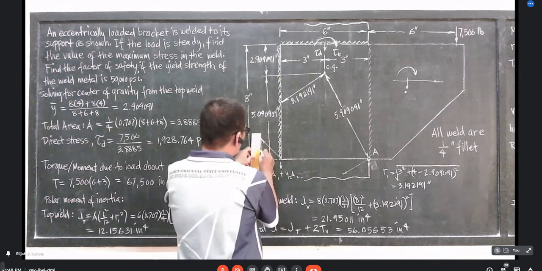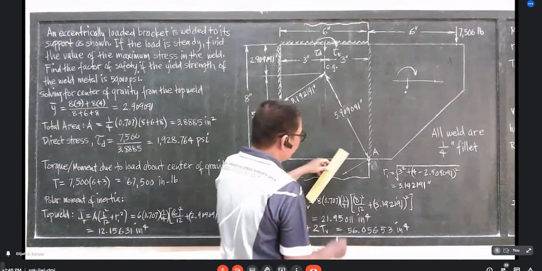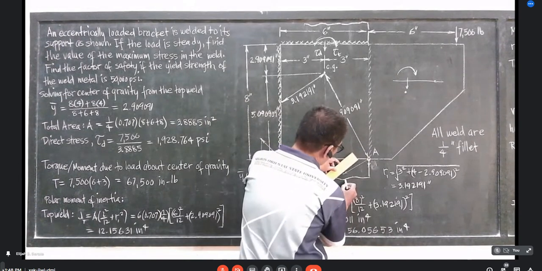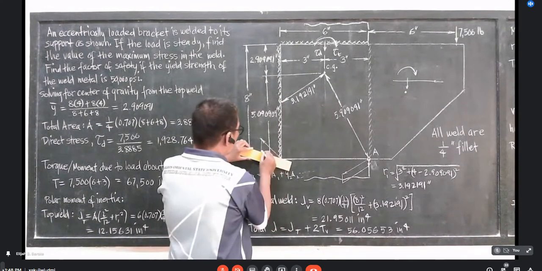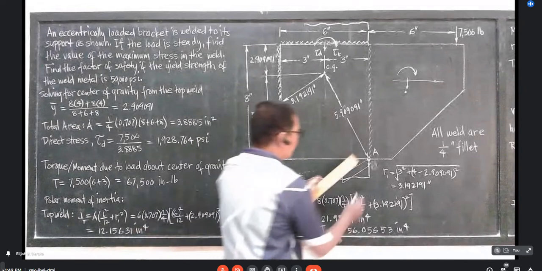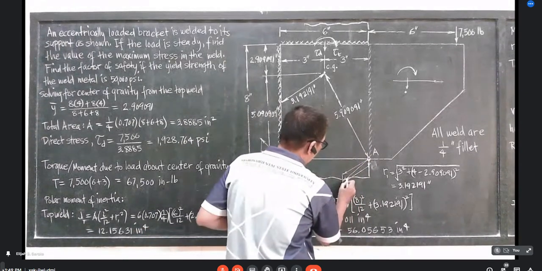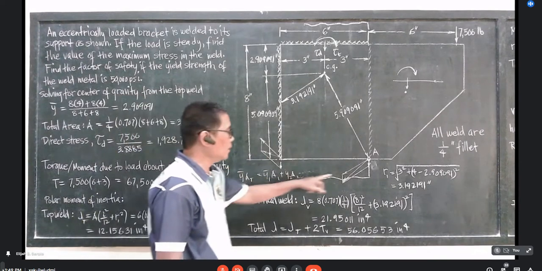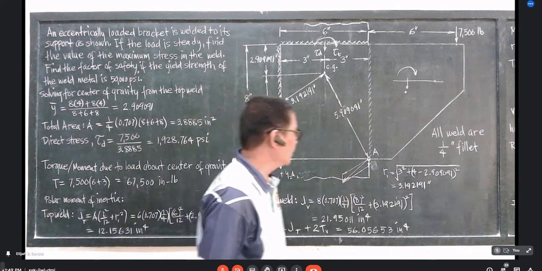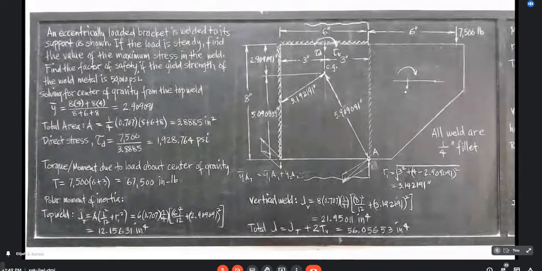If you look at the resultant of all of this, you will find out that the resultant of this one is here, and the resultant of this one is here. So where do you think is the biggest? It should be at A. So we are now going to concentrate our analysis on A, where the resultant stress, which comprises the direct and the twisting shear, will be greatest.